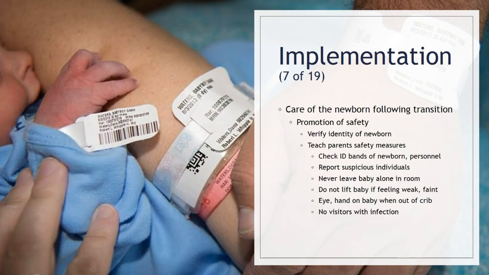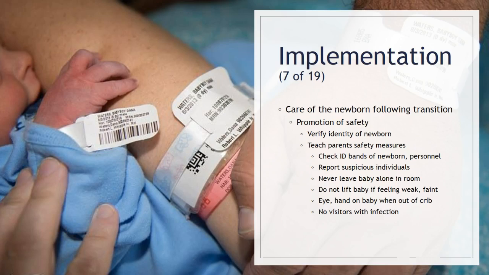But we also don't want them walking around in the hallway carrying the baby in their arms. We always want the baby in the crib if they're ambulating. And making sure they always have an eye and a hand on the baby when the baby is out of the crib. We don't want them to take the baby out of the crib, lie it on the bed, go to the sink to get something to change a diaper, and then come back and the baby is rolled off the bed onto the floor.